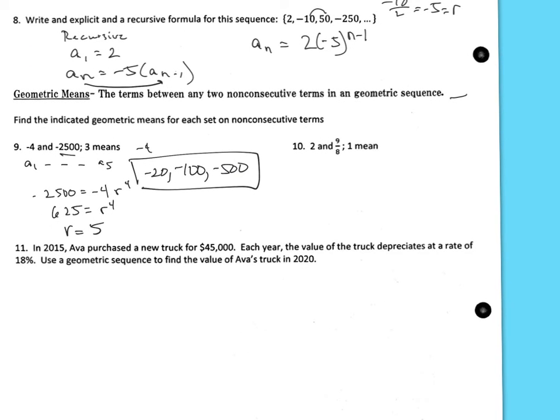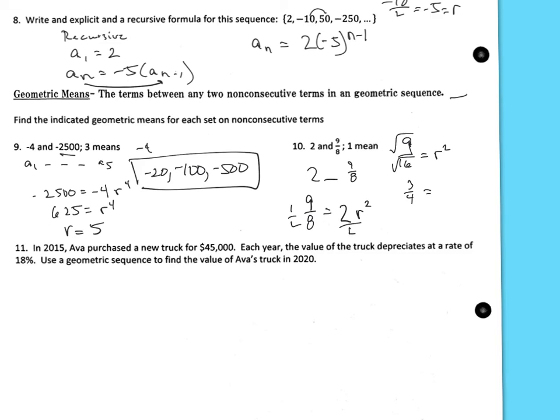One mean, so our list is 2, a blank, and then 9/8. So this is our 3rd term. So we know that 9/8 is equal to the 1st term times the ratio squared. So put it in the calculator if you want to. We're going to divide both sides by 2 or multiply by 1/2. So now we know that 9/16 is equal to r squared. And when we take the square root, we get 3/4.